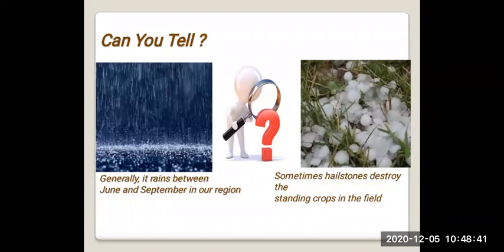Next is the fourth one. Sometimes hailstones destroy the standing crops in the field. In the fourth image you can see the hailstones. Whenever there is a hailstorm, it destroys the standing crops in the field. The question here is why we don't get hailstones frequently, daily or month wise. This is also a question we have to look into.